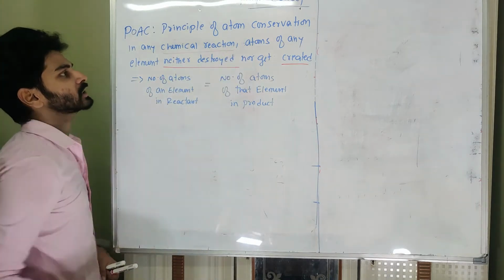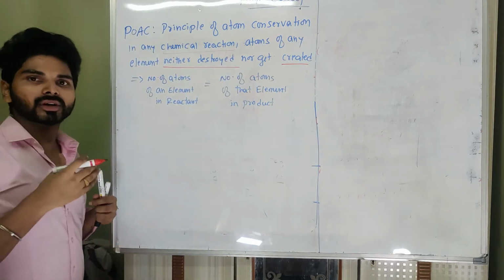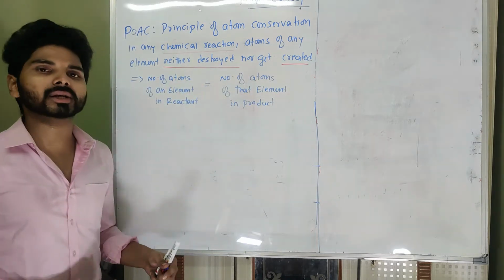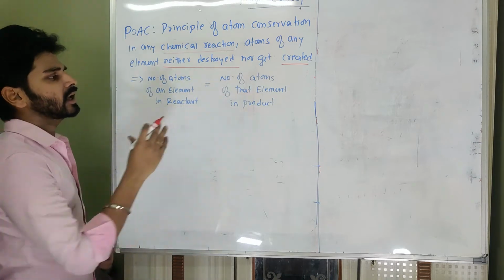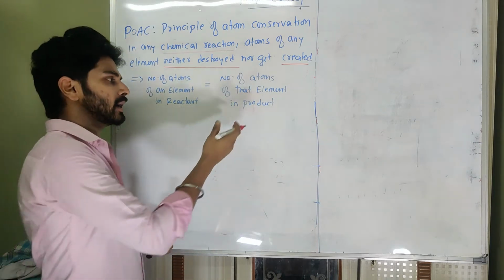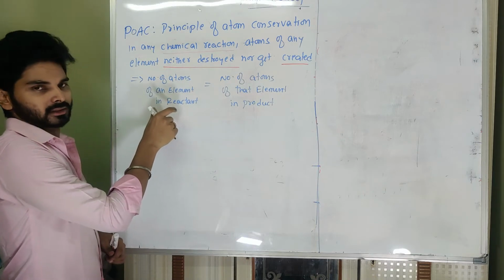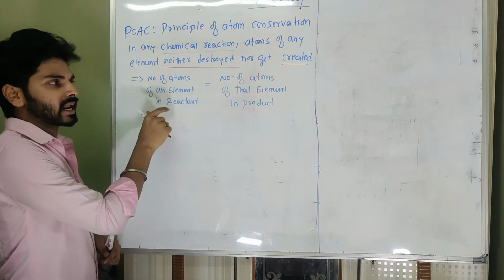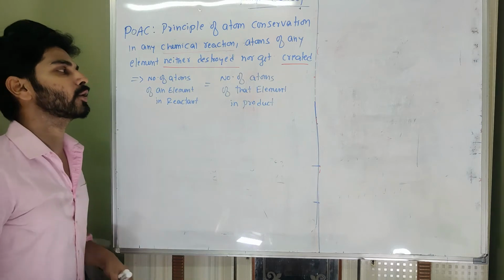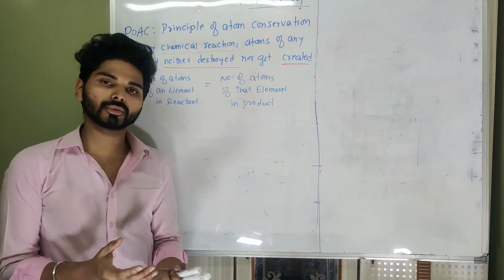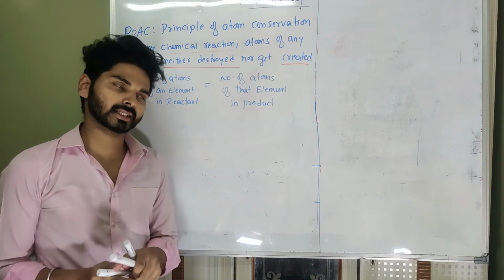In chemical reactions, whatever atoms were there on the reactant side, all those atoms will definitely be present in the products. The only thing is they are now rearranged in a different way and make different products. Otherwise, the number of atoms of that element present on the reactant side will always be equal to the number of atoms present on the product side. Now we understand this with some examples.